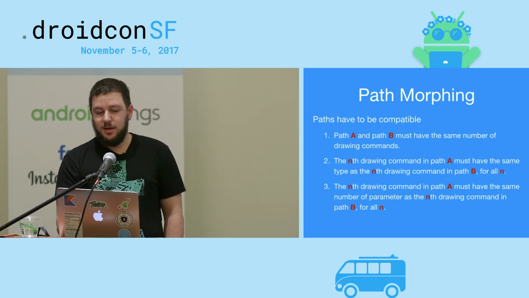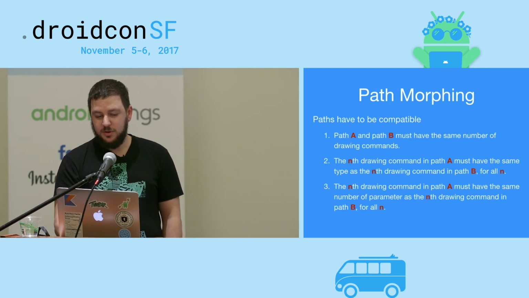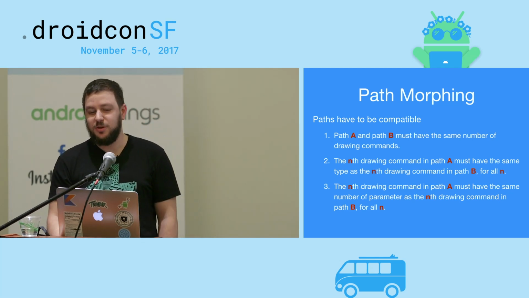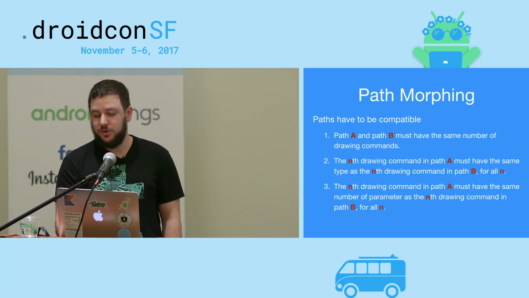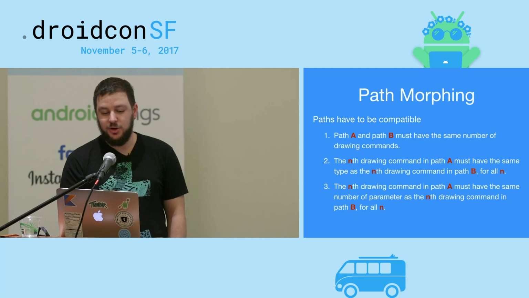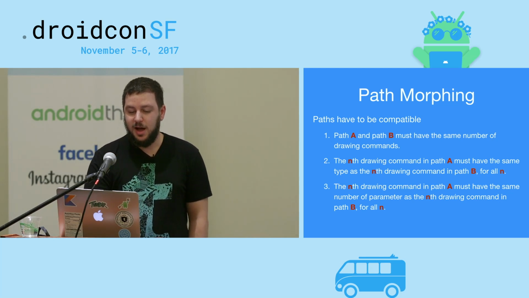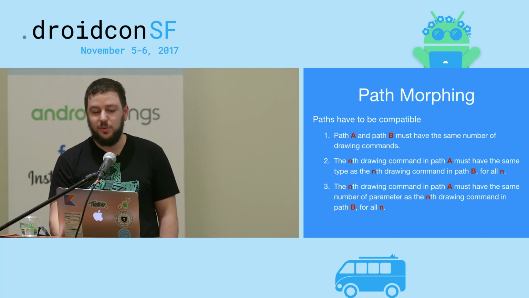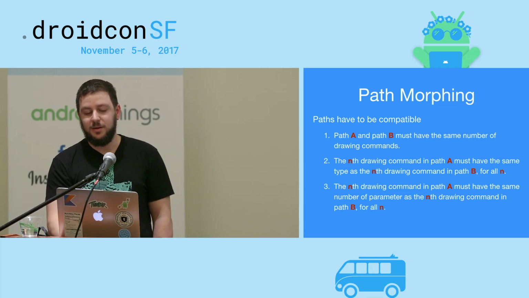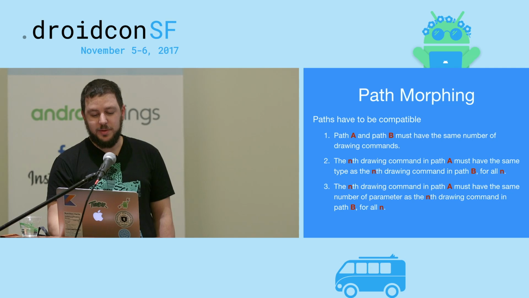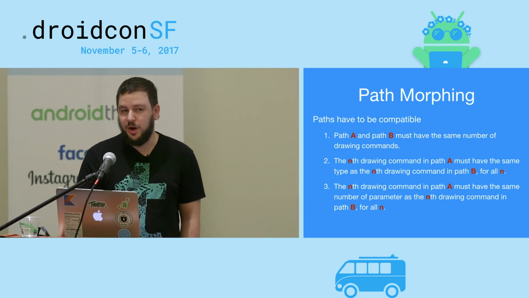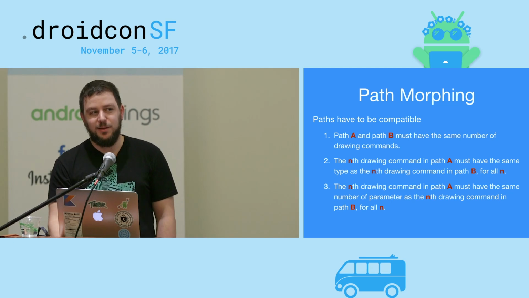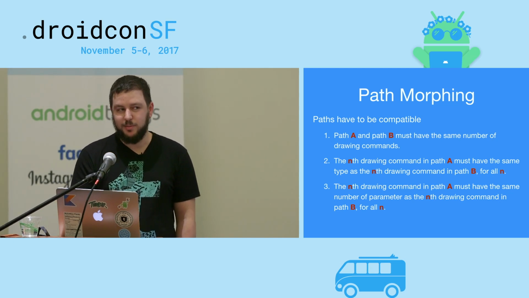The next kind of animation I want to talk about is, in my opinion, the coolest and most powerful animation you can do with AnimatedVectorDrawables, but it's also the hardest one to implement. And the reason that it's hard to implement is because 2 paths, in order to animate between them, have to be compatible. And in order to be compatible, they must have the same number of drawing commands, and corresponding drawing commands have to be of the same type and the same number of parameters.